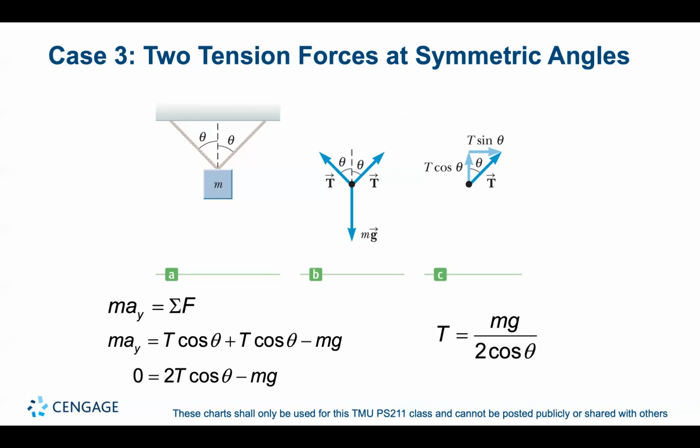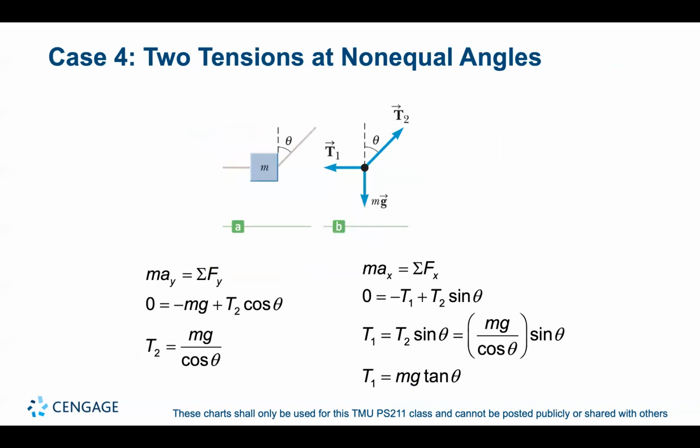You're suspending an object with 2 points in a ceiling, for example. That might be one way that you could be thinking about that. What about two tensions at non-equal angles? So maybe it's tied to the wall and tied to the ceiling. Sometimes you'll see situations where the tensions are from non-equal angles, as in the example shown here.